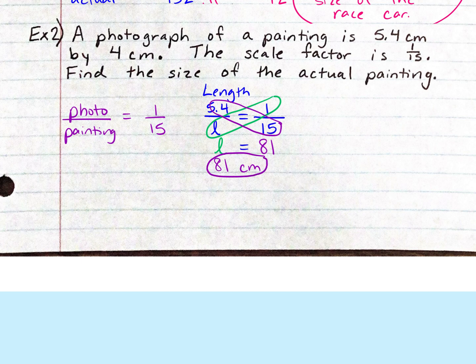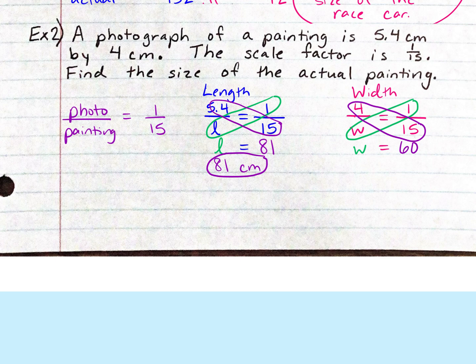Now let's find the width. We will use the same process. This time, we know that the width of the photo was 4 centimeters, and we don't know the width of the actual painting. But we do have our scale 1 to 15. So once again, we're just going to cross multiply to solve this little proportion. W times 1 is just W. We could call it 1W, but we don't write our 1, it's just invisible there. And then 4 times 15 is 60.